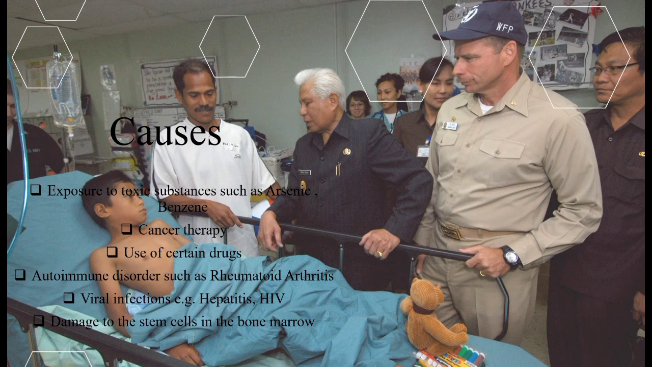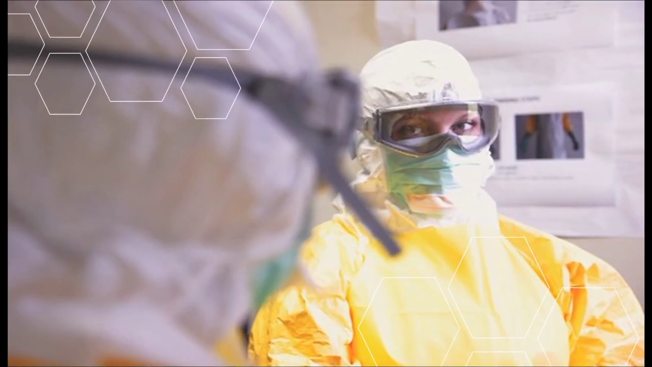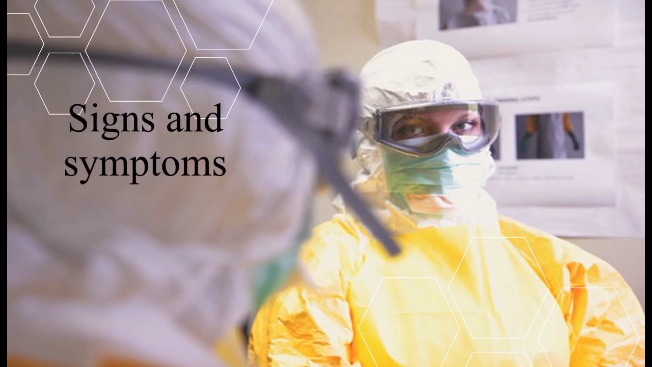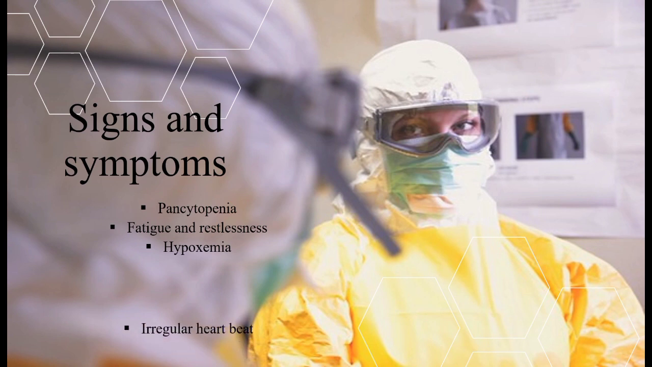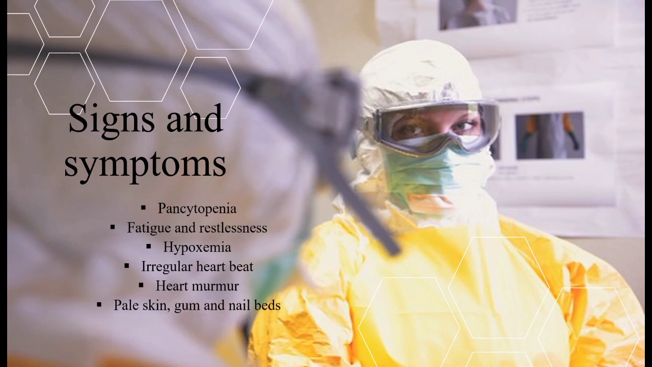And now what we need to understand is what are the signs and symptoms. Definitely we have what we call pancytopenia, which is the condition characterized by decreased white blood cells, red blood cells, and also the platelets. We could have fatigue and restlessness. The patient comes with hypoxemia. The patient comes with irregular heartbeat. There is heart murmur, pale skin, gum and nail beds. Then we have fever, frequent infections due to leukocytopenia, and there is also what we call increased bleeding tendency.